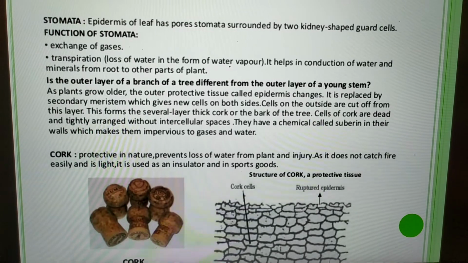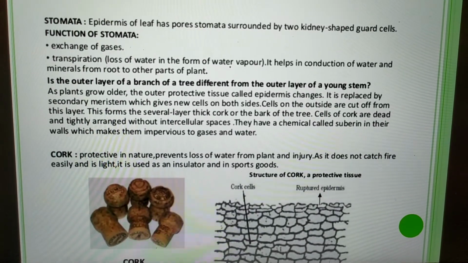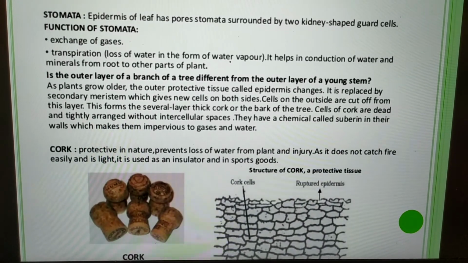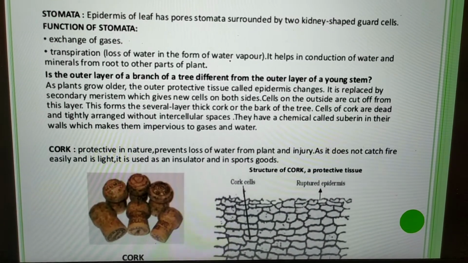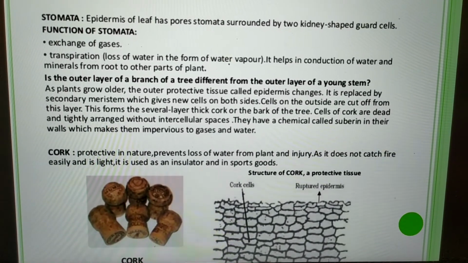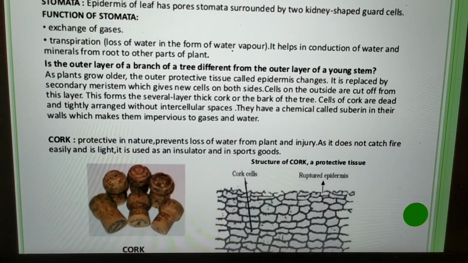Cells of the cork are dead and tightly arranged without intercellular spaces. They have a chemical called suberin in their walls which makes them impervious to gases and water. So cork is protective in nature. It prevents the loss of water from plants and injury and does not catch fire easily.